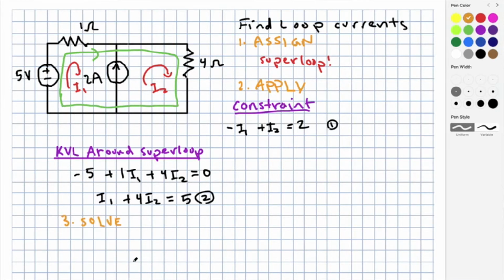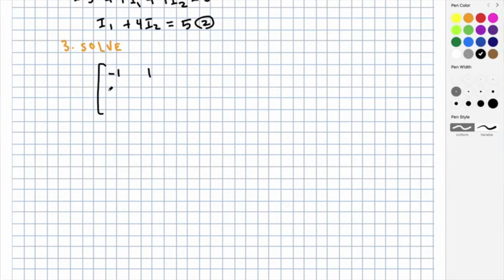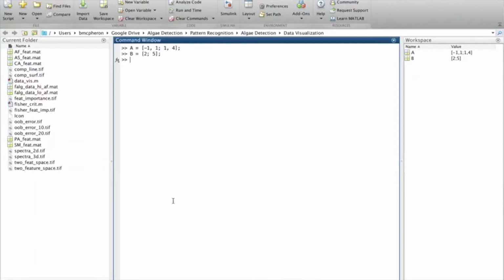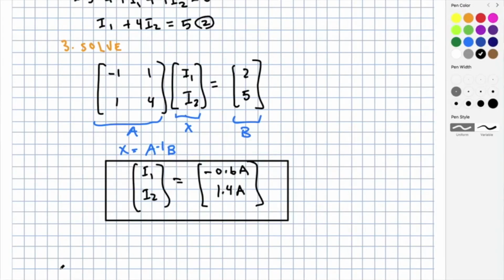Step 3 is to solve. Our A matrix will be minus 1, 1 on the first row and 1, 4 on the second row. The X vector is I1, I2, and their multiplication yields the B vector, which is 2, 5. Plugging this into MATLAB, we get that I1 is negative 0.6 amps and I2 is 1.4 amps.